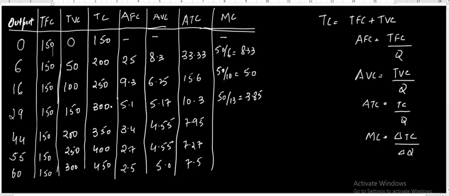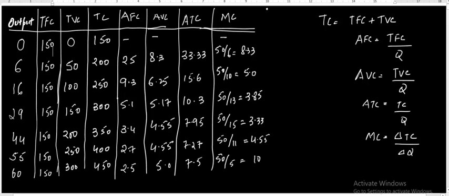Now again there is a change of 50, and the quantity over here has changed by 15, so it's going to be equal to 3.33. And again we have a change of 50, but the change in the quantity is only 11, so it is going to be 4.55. And then again there is a change of 50, and the change in quantity is just 5, so it is going to be 10.